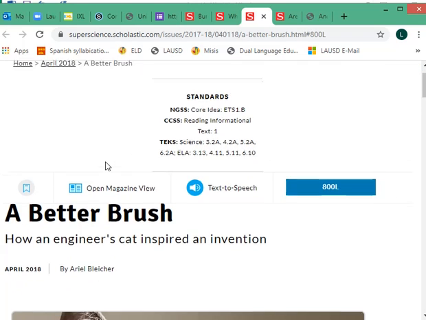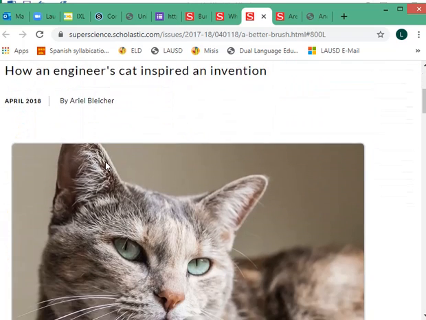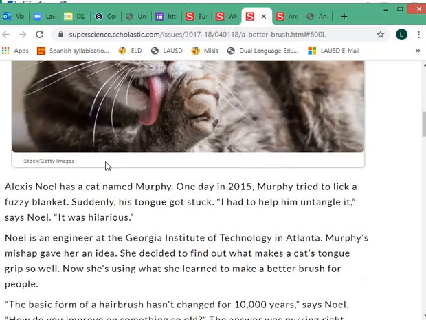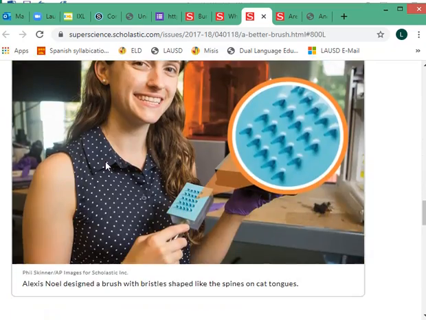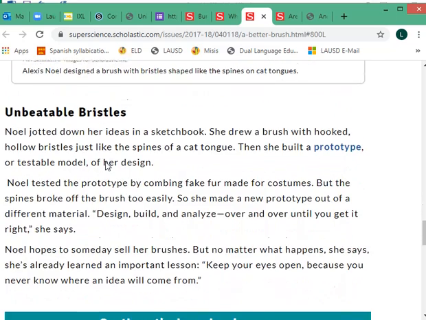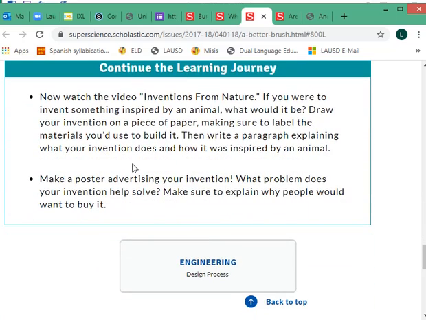Then we have science. You guys thought we were done with cats? Not quite. So this one talks about tools that have been inspired by animals. Okay, so at the end, again, it always tells you to watch the video. And they want you to draw an invention on a piece of paper, making sure to label the materials you use to build something that will help an animal.